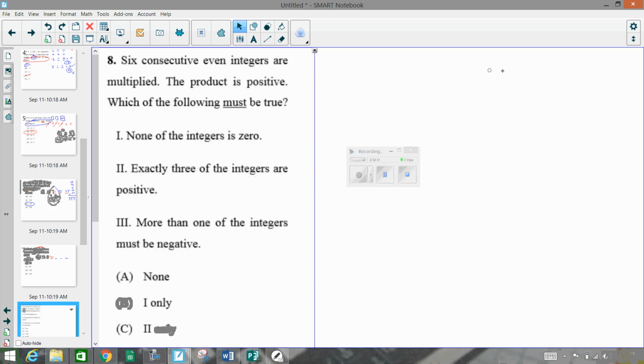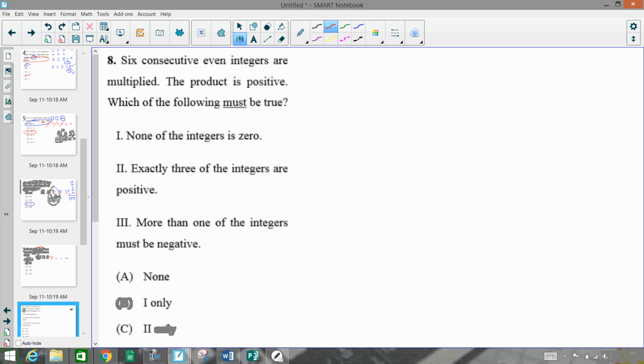All right, guys. 6 consecutive even integers are multiplied. Multiply them all. The product is positive. So we visualize that. The product is positive. Which of the following must be true? Must. So dangerous. If you're not sure, skip.